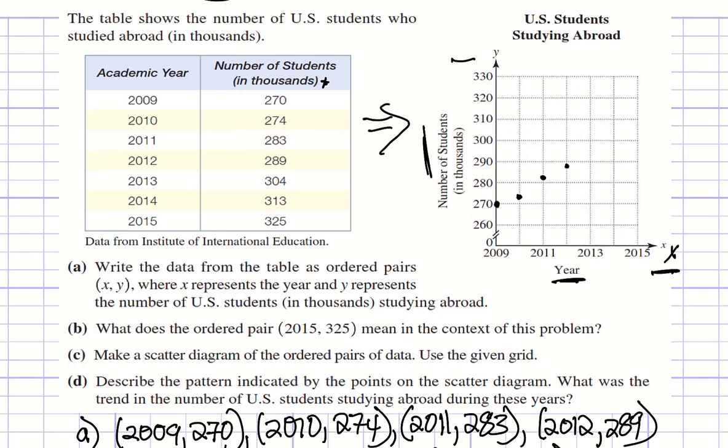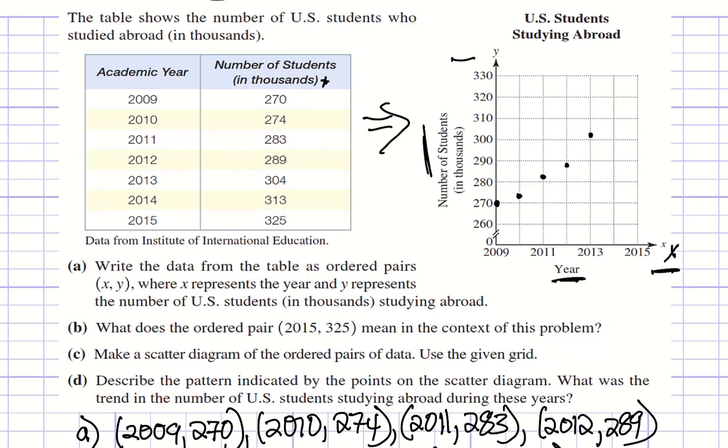2013 is 304. 2013 is 300, so 300 is here and 304 is about here. 2014 is between 2013 and 2015. 2014 is 313 students, so this is 310 here, and 313 is probably somewhere here. 2015 is 325. 320 is here, and 325 is somewhere here.